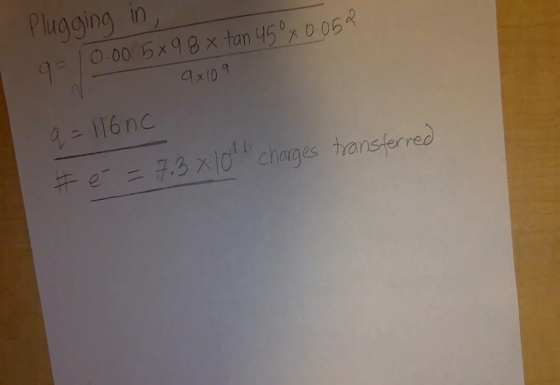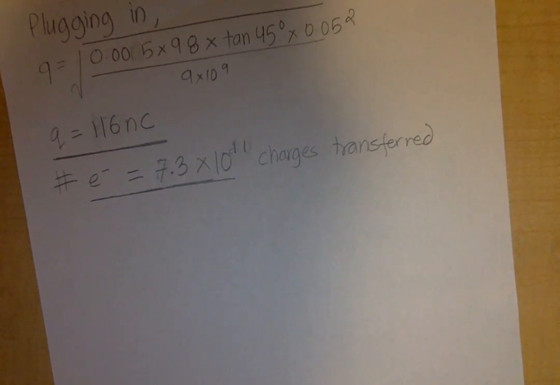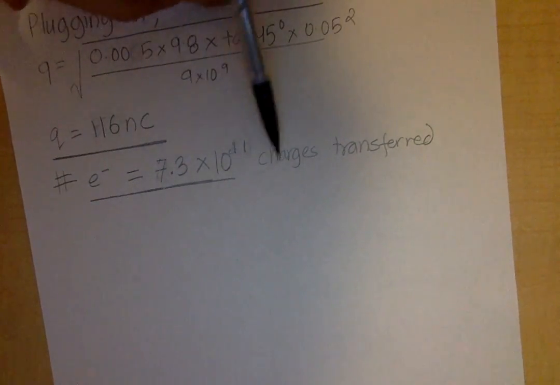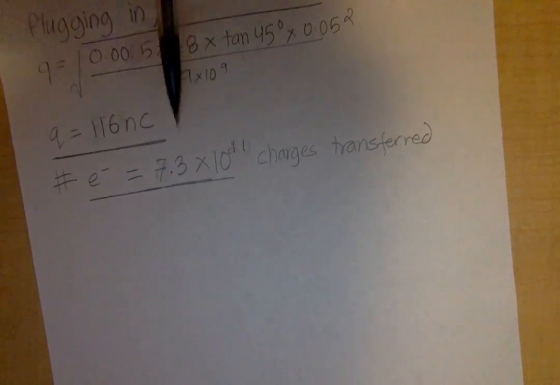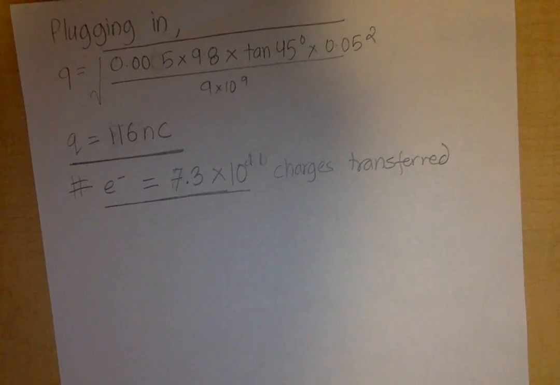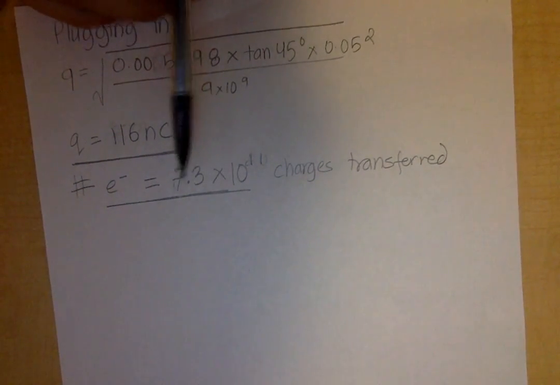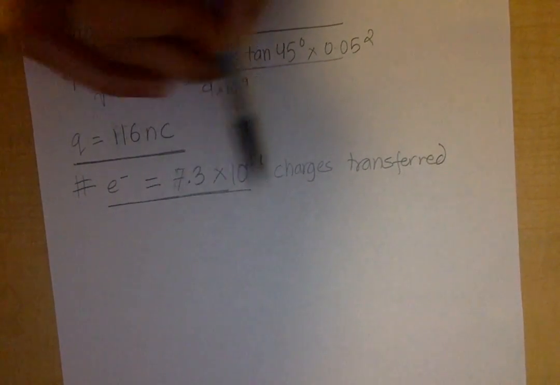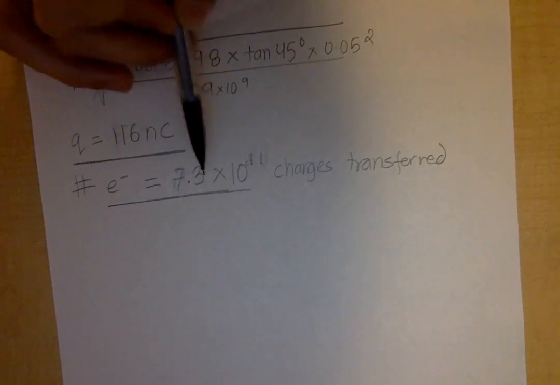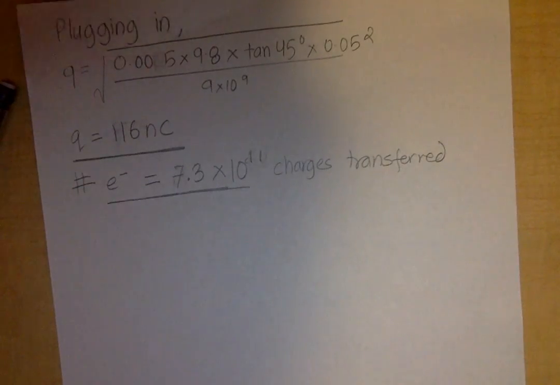Now if we check for the reasonableness of this answer, we can say that for this many coulombs to be transferred, this many charges have to be transferred to and from the sweater. And this number, which is pretty high, is very reasonable because although the charge transferred is very low, there are a lot of electrons that are going to be transferred from the sweater to the balloon. So this high number of electrons transferred tells us that our answer, 116 nanocoulombs, is very reasonable.